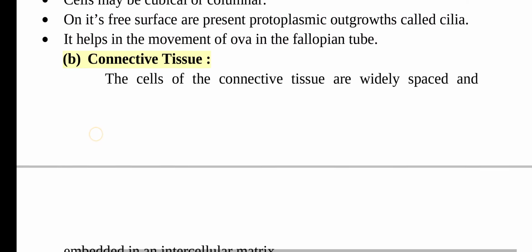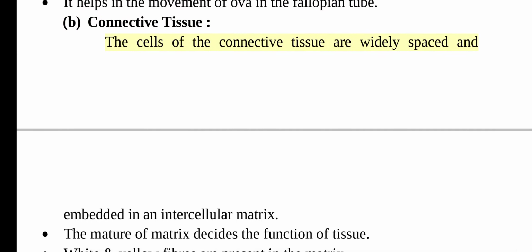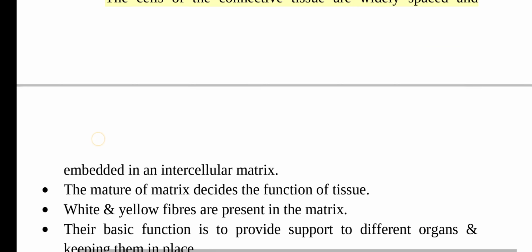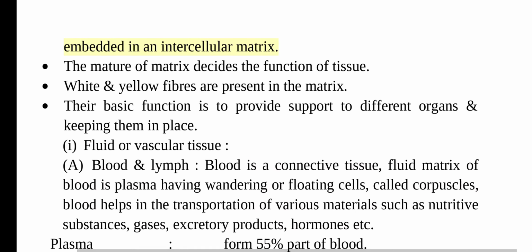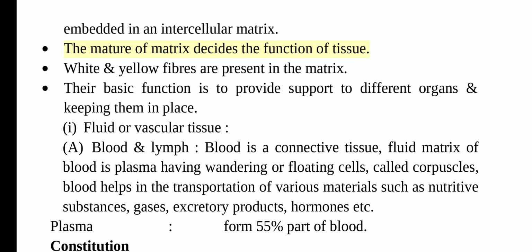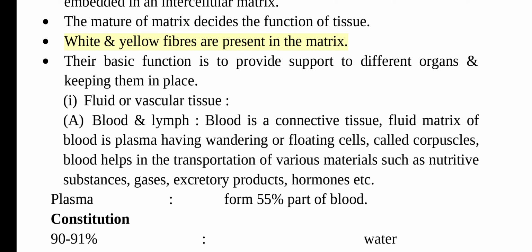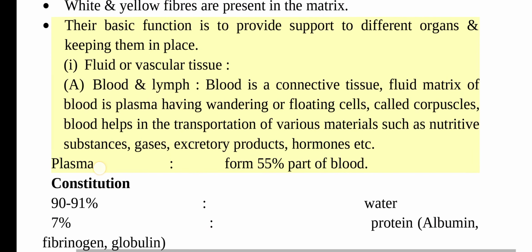B. Connective tissue. The cells of the connective tissue are widely spaced and embedded in an intercellular matrix. The nature of the matrix decides the function of the tissue. White and yellow fibers are present in the matrix. Their basic function is to provide support to different organs and keep them in place.